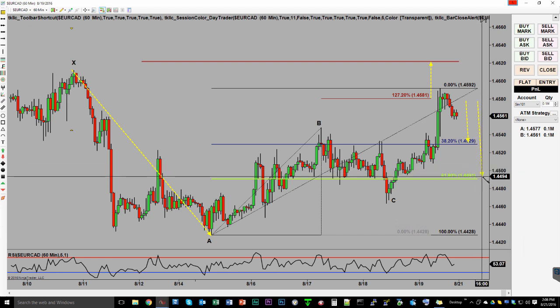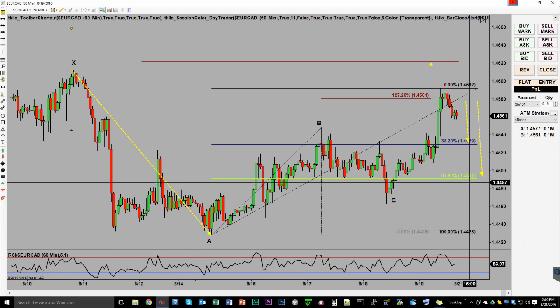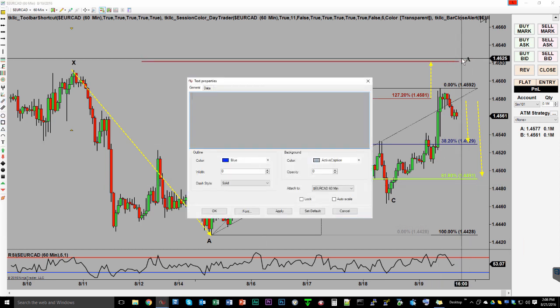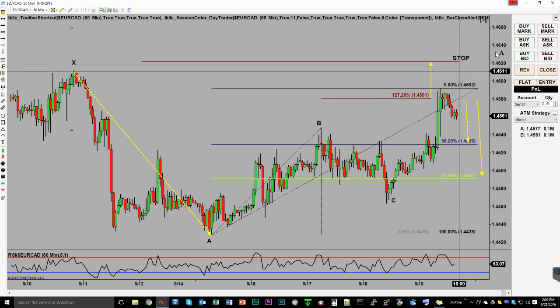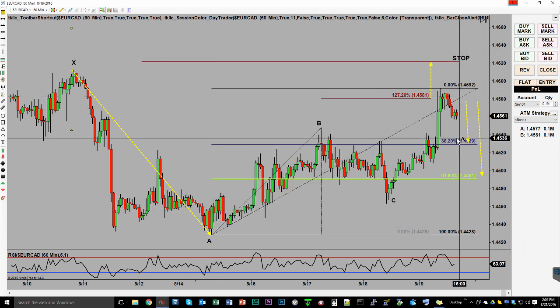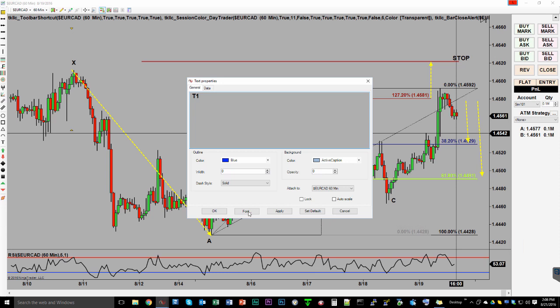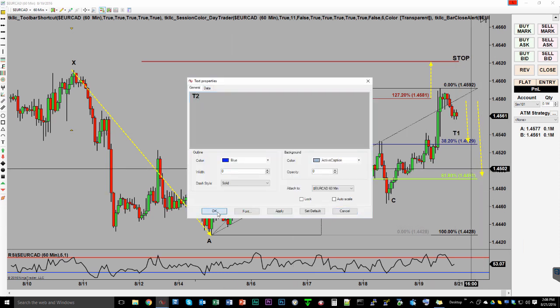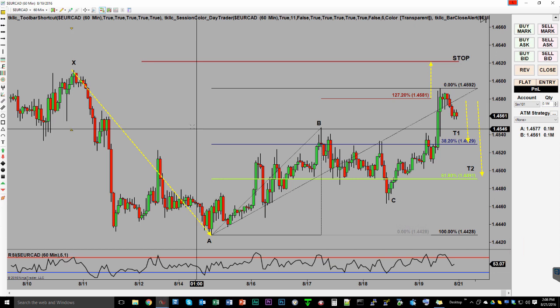44.94s for target 2. Hey, right down at the 618 retracement. All right, guys, so that's target 1. Here's your stop. Here's target 1. Here's target 2. Okay. All right, so there it is.